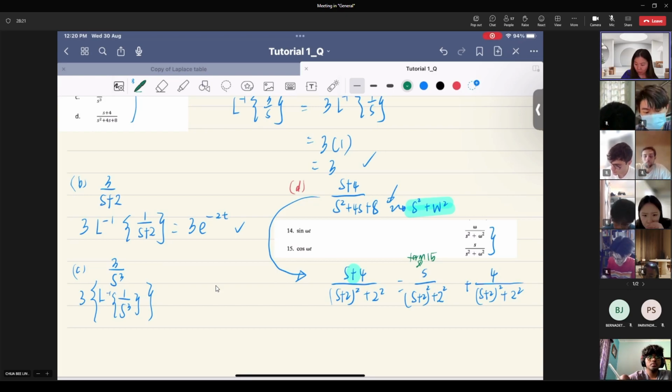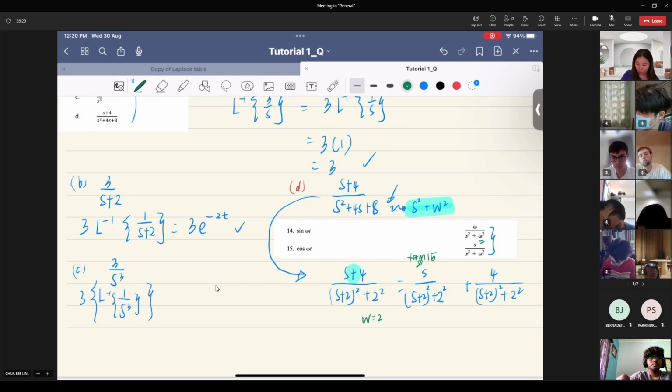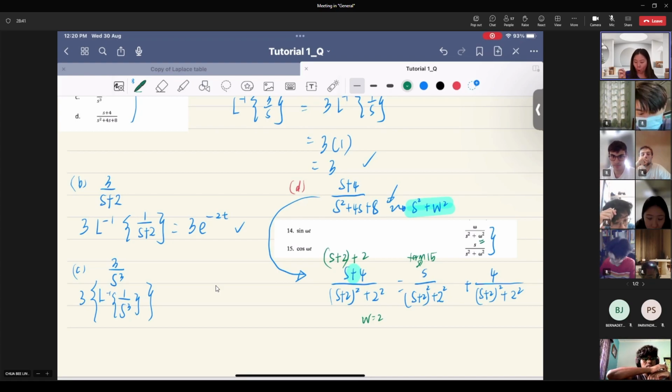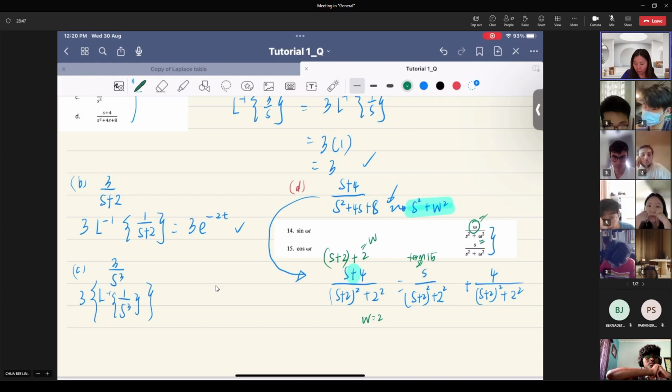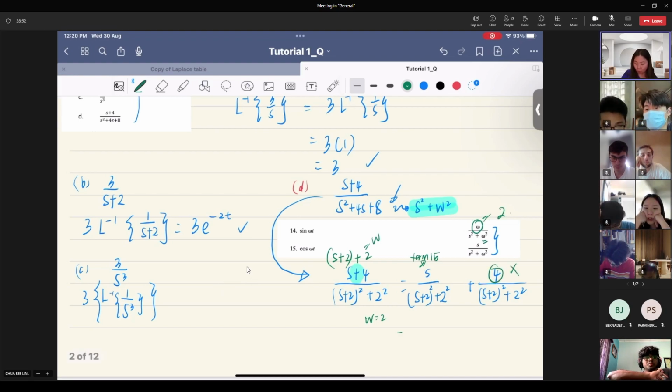And the number, in this case, must be the same as omega. Your omega is 2. So what you can do is, you have 2 there, so it can be s plus 2 plus 2, so that you can have this one group together. Then you will have omega as 2 because we want to fulfill the same pattern. Omega is 2. So if this is 4, cannot. So you have to redo.